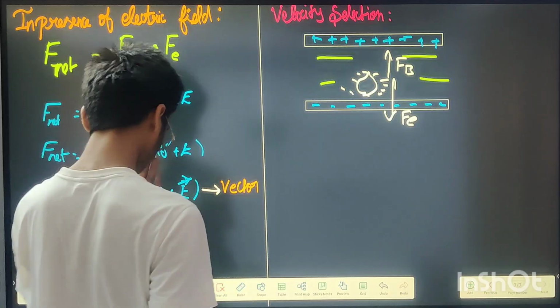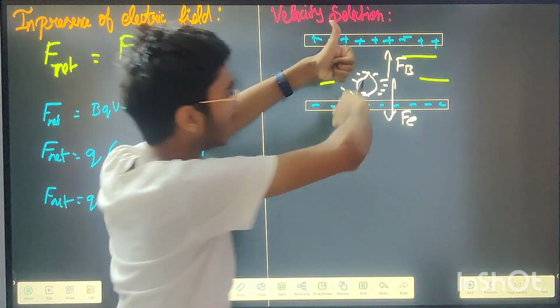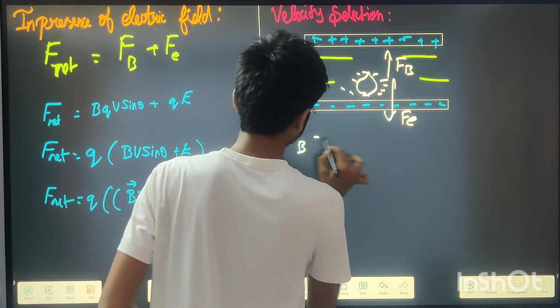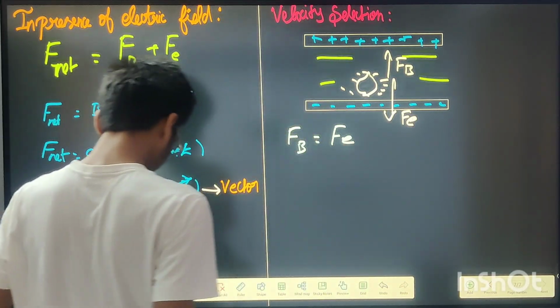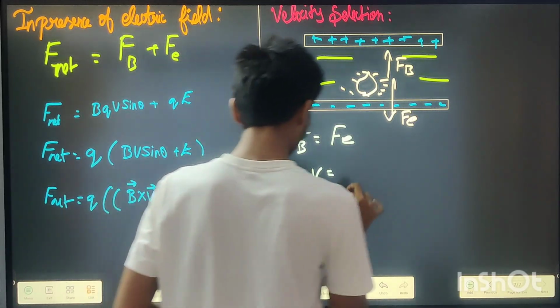See, for the balancing condition, what do you have to do? Only these two forces are there. So you have to equate them. That means FB should be equal to FE, where FB is BQV and FE is QE.